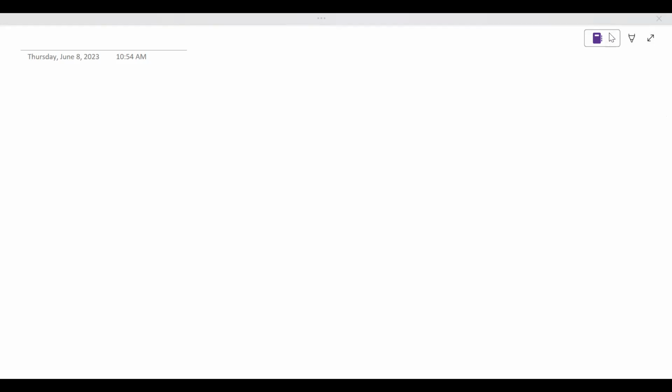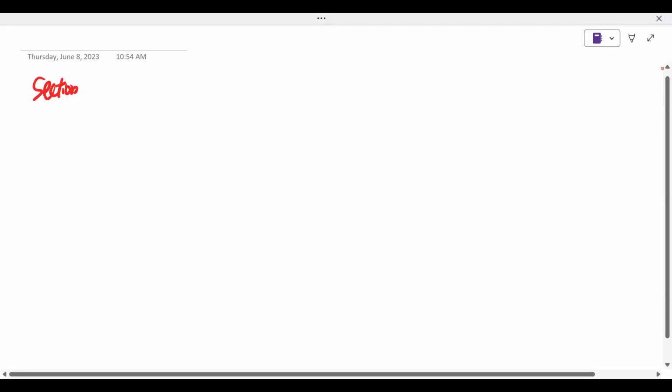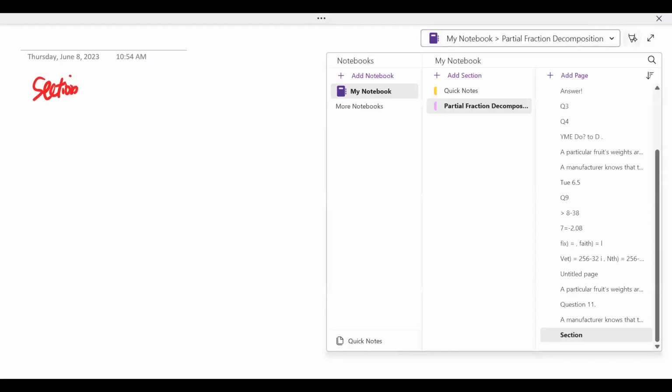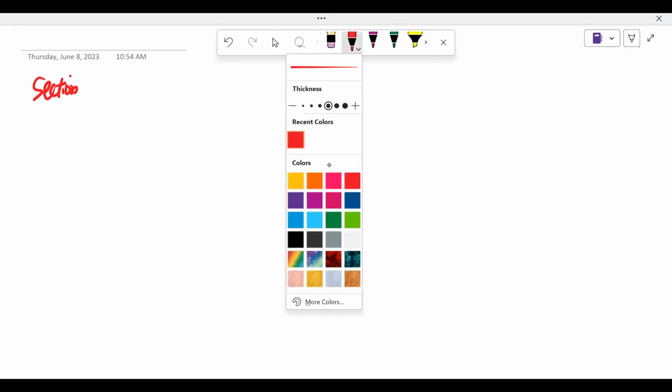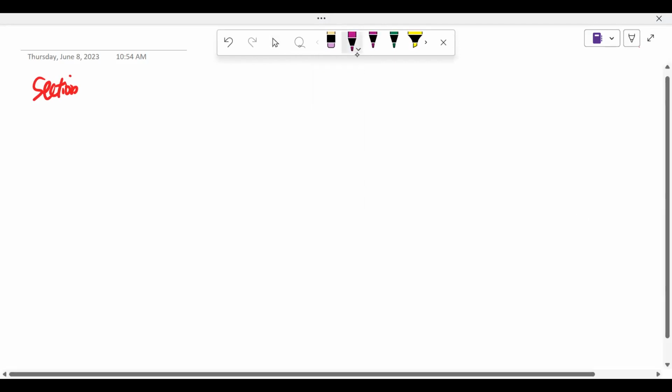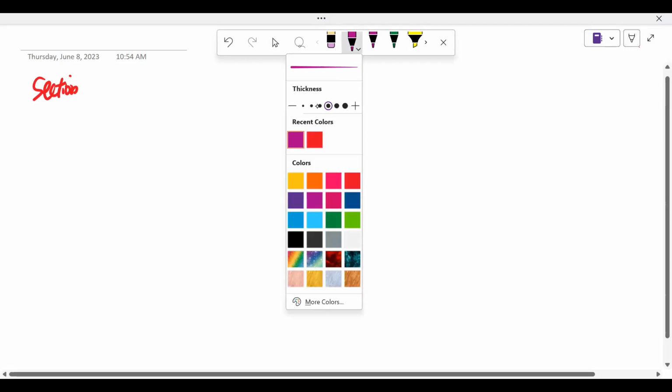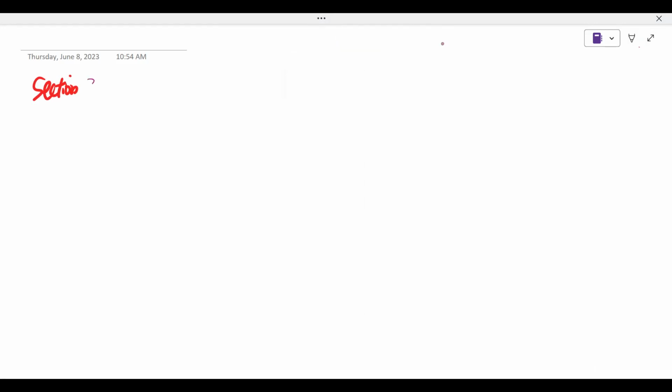Okay, so let's take a look at the chain rule section. The font size is a little too big, so let me quickly adjust that. Just change the size a little bit. This size is good.